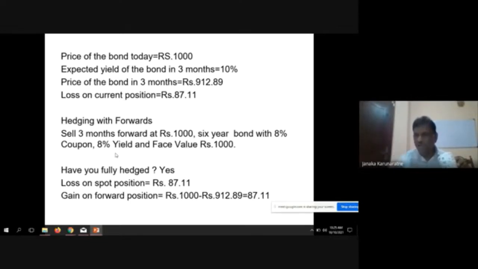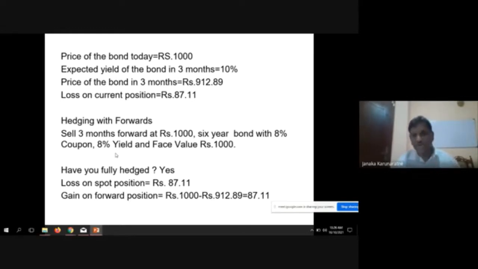So if the rupee depreciates and the dollar appreciates, you have to pay more rupees in 3 months' time to pay your $1 million. So today, let's say the dollar is 200. So you have to pay 200 million today if you want to buy. But let's say in 3 months' time the dollar is 205. So you have to pay 205 million rupees. So you have to pay an additional 5 million.